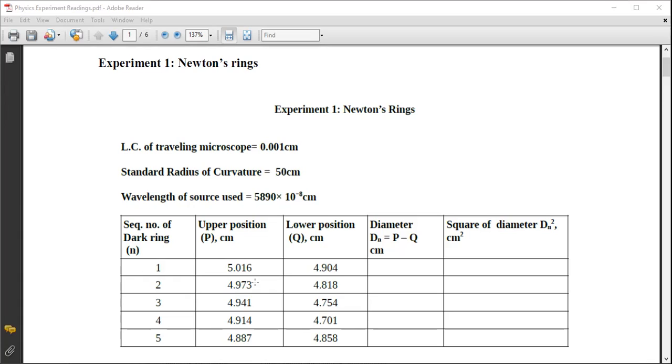So right now note down all these readings. The least count of the traveling microscope is 0.001 centimeters.